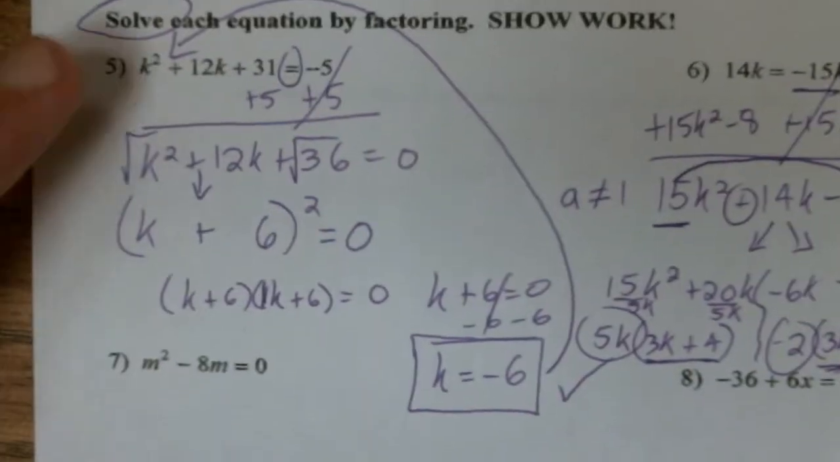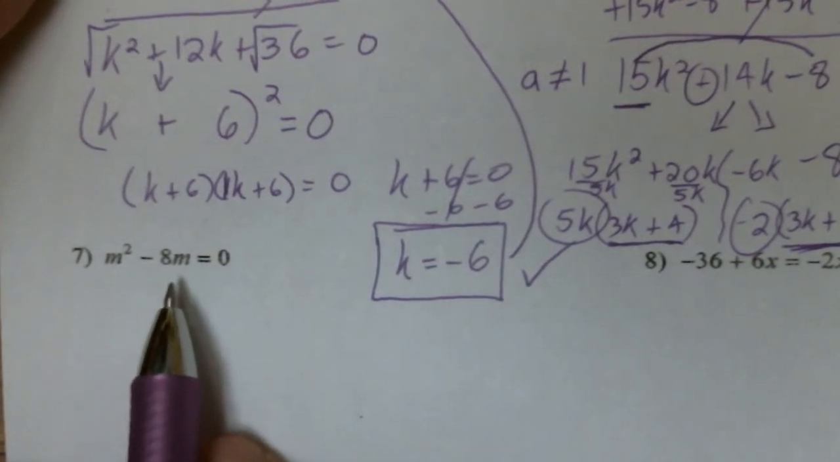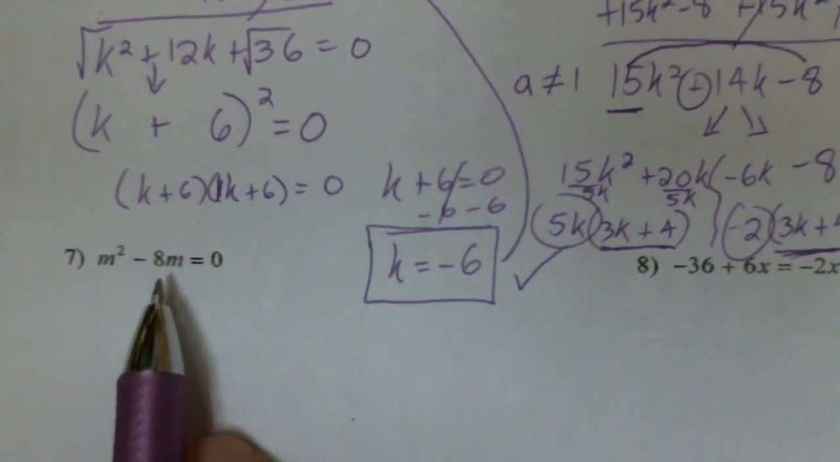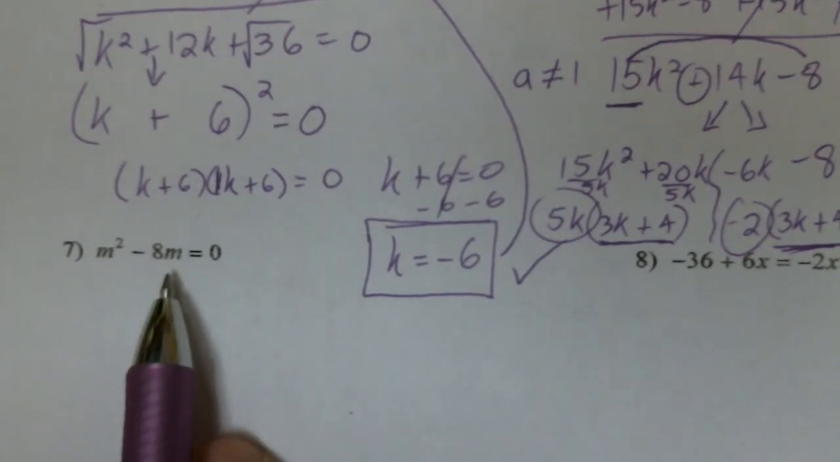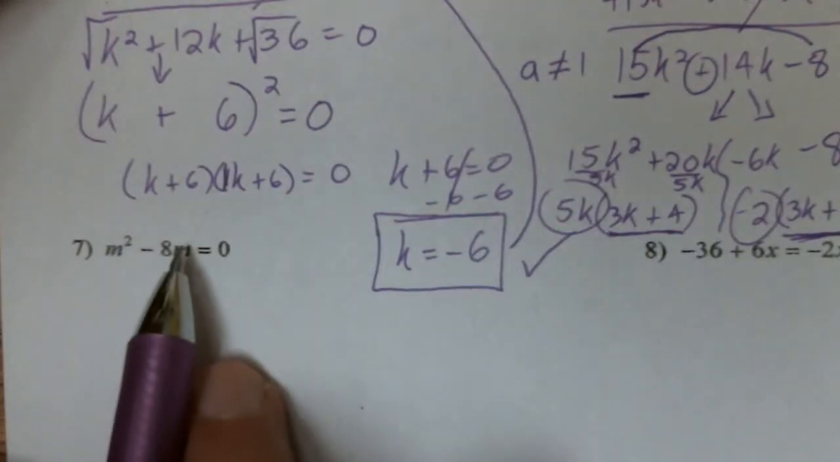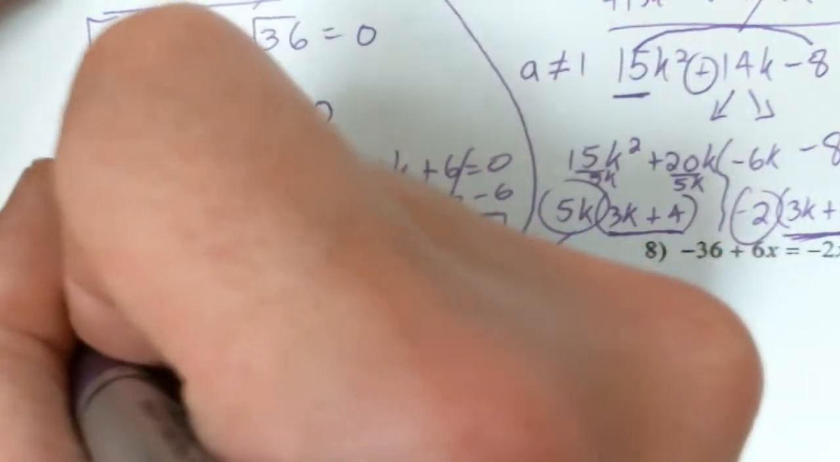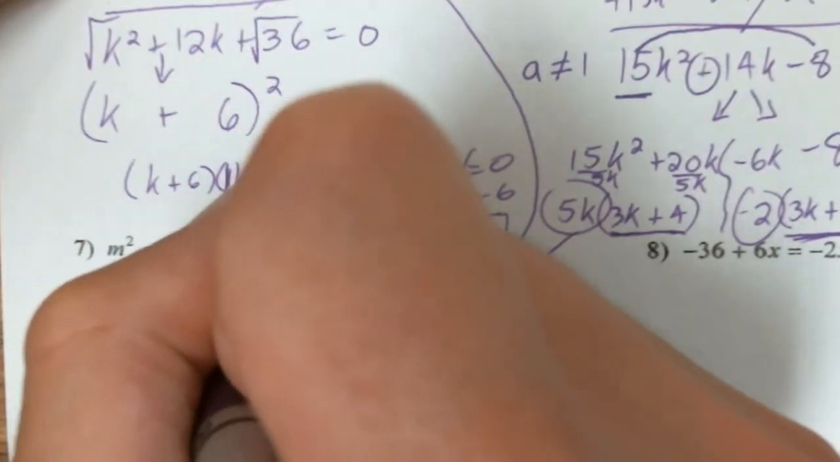Okay. Number 7. Okay, I only see 2 terms. So when I see 2 terms, I'm thinking, oh, is that a difference of squares? Well, negative 8 is not a perfect square. So the first thing on our list is always to see, can I pull out a GCF? Okay, do they both have something in common? They do. They both have an m. So I can factor out an m. That's going to leave me with m minus 8.